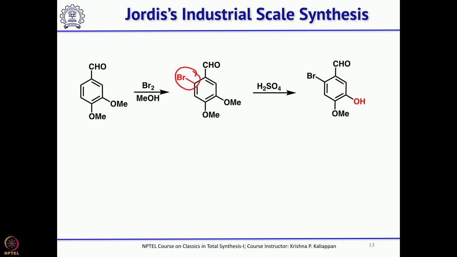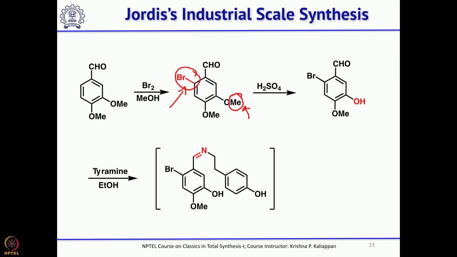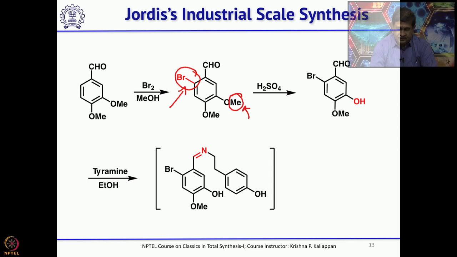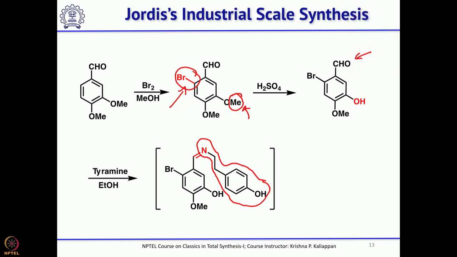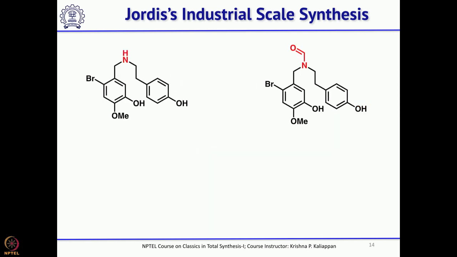Then selectively the methyl of this methoxy group was cleaved by treating with sulfuric acid. Actually, the introduction of bromine was required for the selective removal of this methyl group. So when you treat with sulfuric acid, the demethylation takes place and you get the corresponding phenol. So now you treat with tyramine. So this particular amine is called tyramine, which is also commercially available. You take the tyramine and treat with this aldehyde, you form this imine, and this imine can be reduced in situ with sodium borohydride to form the corresponding amine.